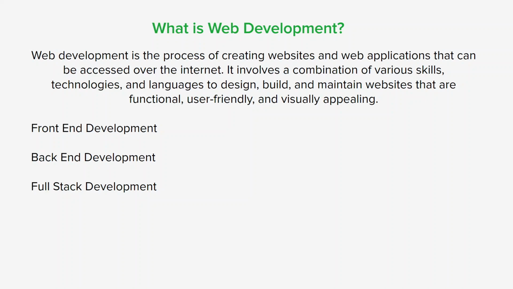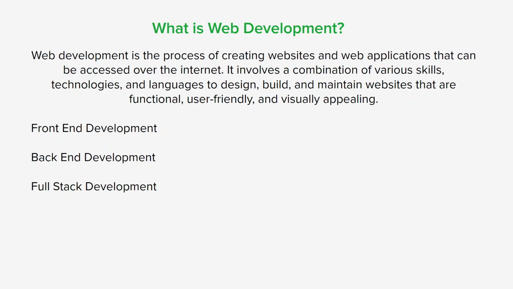Web development can be broadly categorized into three main components. You have the front end, and this involves creating the user interface and user experience of a website. Front-end developers usually use technologies like HTML, CSS, and JavaScript to build the visual and interactive elements that users see and interact with.